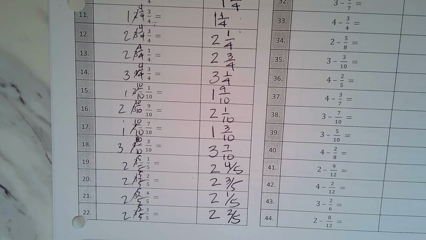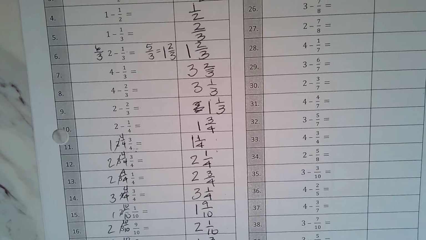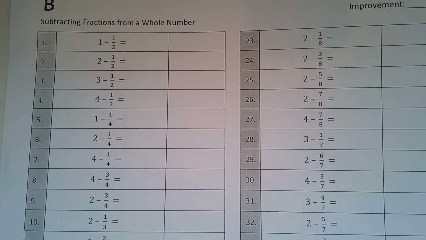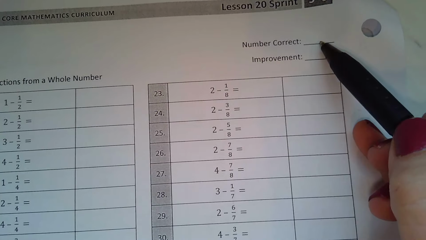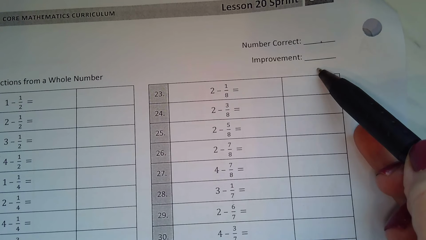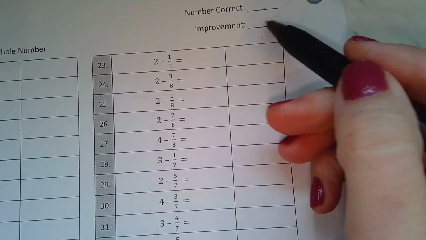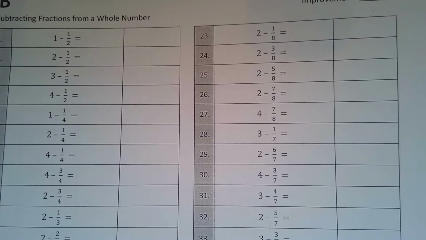All right, turn the page. And we are now doing sprint side B. Again, subtracting fractions from a whole number. How many did you get correct on the other side? And then how many do you want to improve by? So write down the actual number. Did you get 15? Did you get 17? And then write down how much you would like to improve now that you kind of got the hang of it again. All right, so here we go.